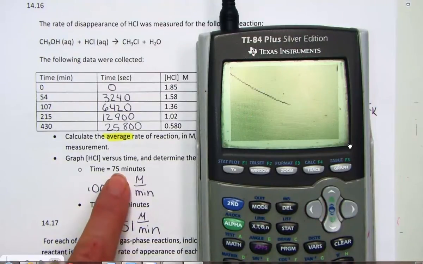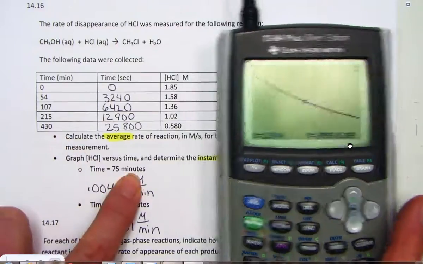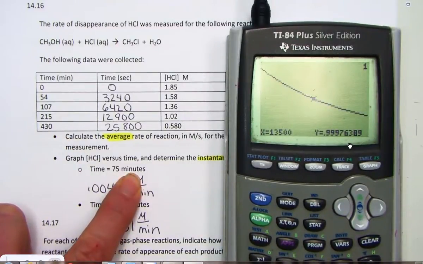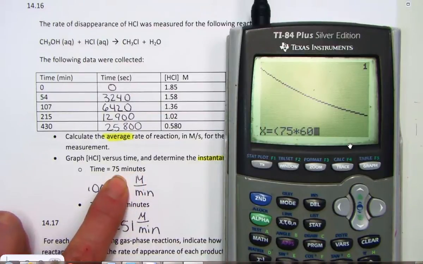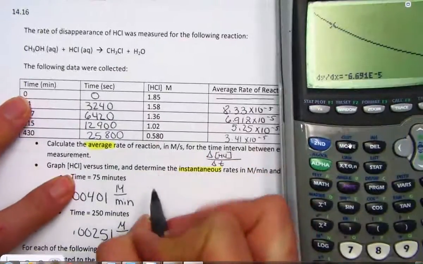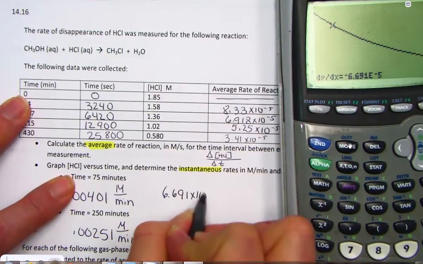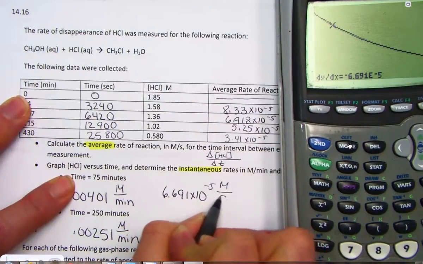And at 75 minutes, oh, I didn't have that exact, 75 minutes. So, all right, we have 75 times 60 to turn my minutes into seconds. And now I have 6.691 times 10 to the negative 5th molarity per second.